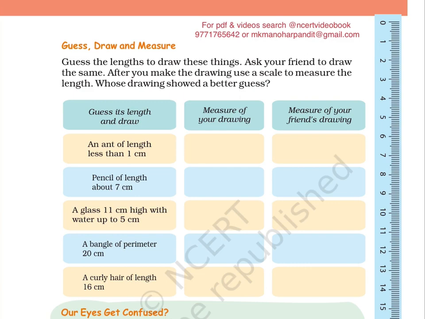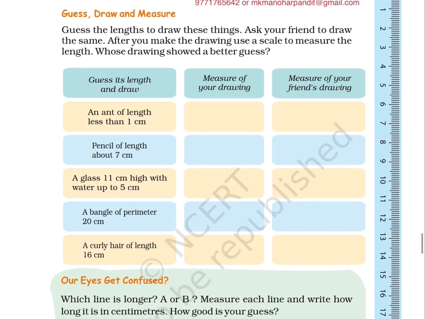Column 2 heading is Measure of your drawing. Column 3 heading is Measure of your friend's drawing. Column 2 and column 3 are empty. You have to guess and fill up the answers.